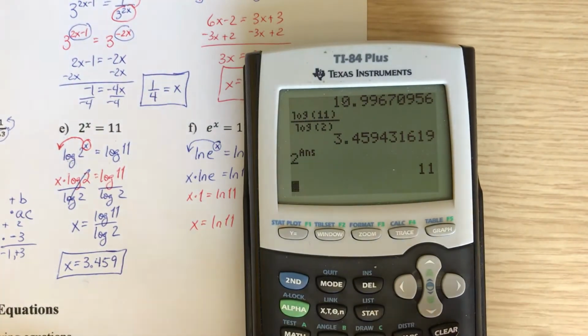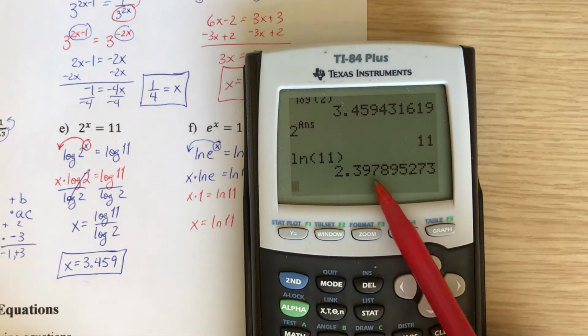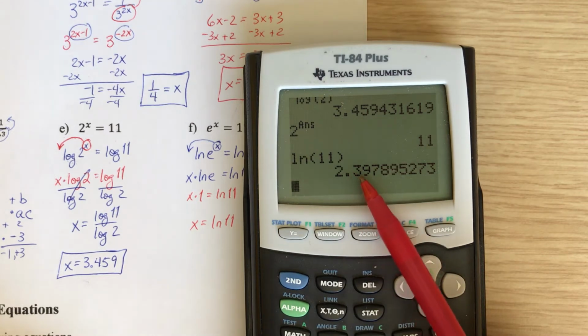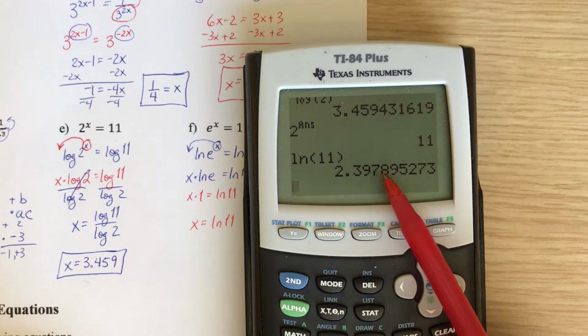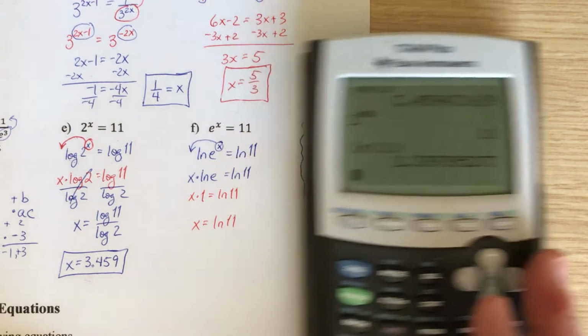Okay, so then I can just type that in. So ln 11, and we get this decimal. I'm going to go to 3 places again, 2.39. Now this 7, because the next digit is 5 or higher, I would make that an 8. So 2.398.